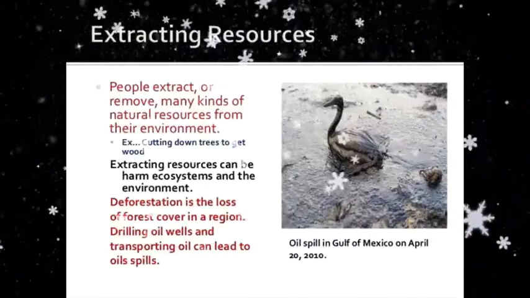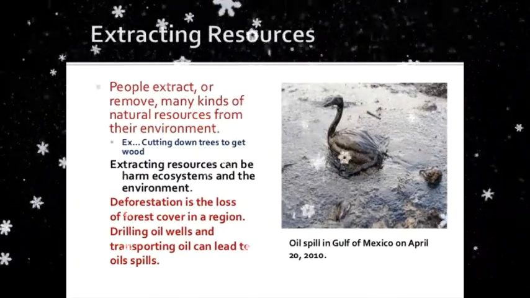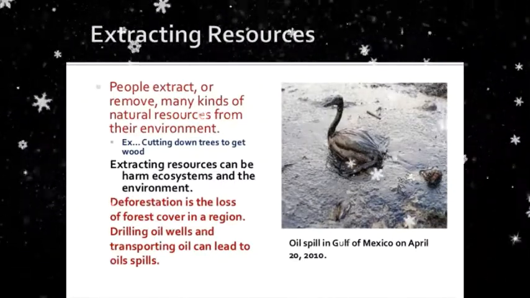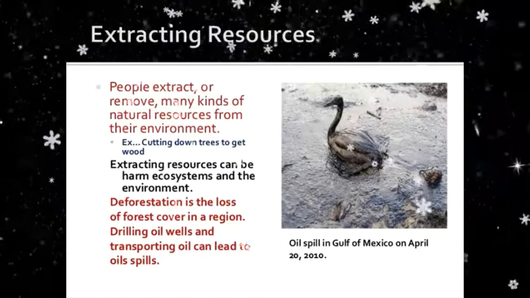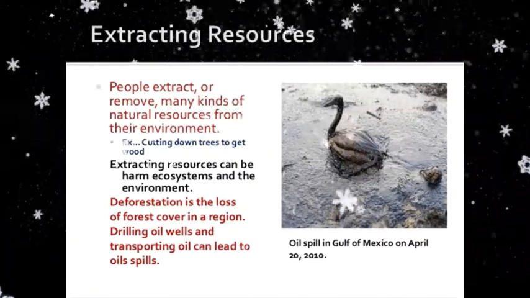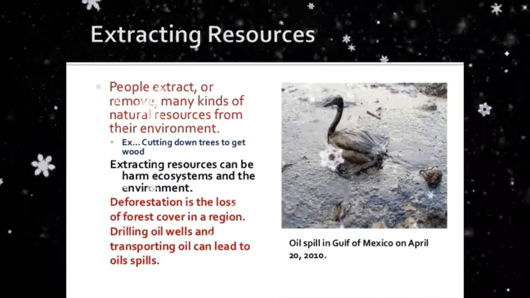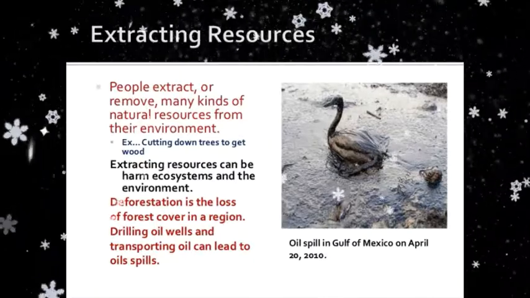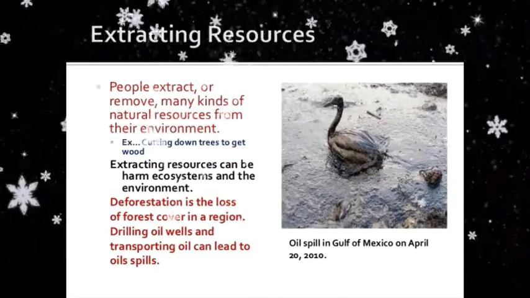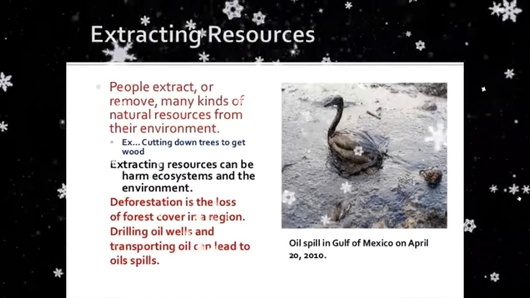Extracting resources. People extract or remove many kinds of natural resources from their environment. Example, cutting down trees to get wood. Yes, that's it. So we are dependent on our environment, our resources. What's the purpose of cutting trees? Of course, we use it for making furniture or to build a house. That's why we use resources for the good of the people.